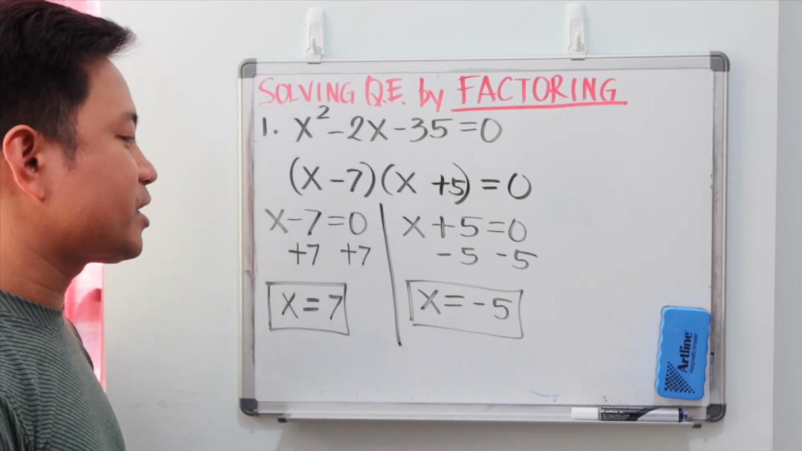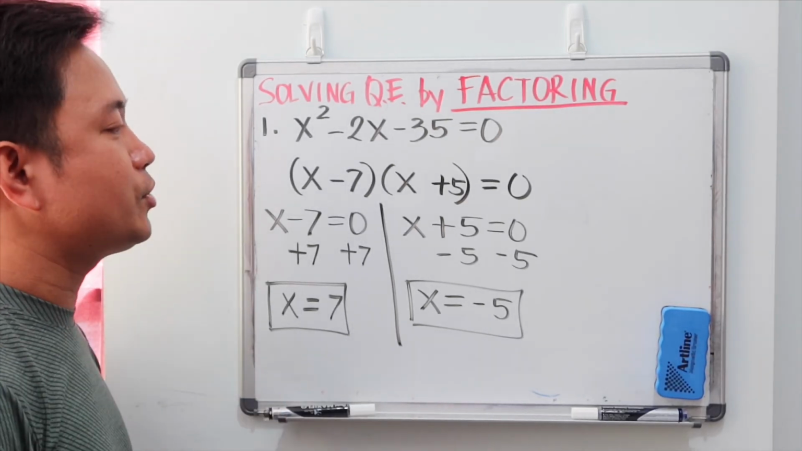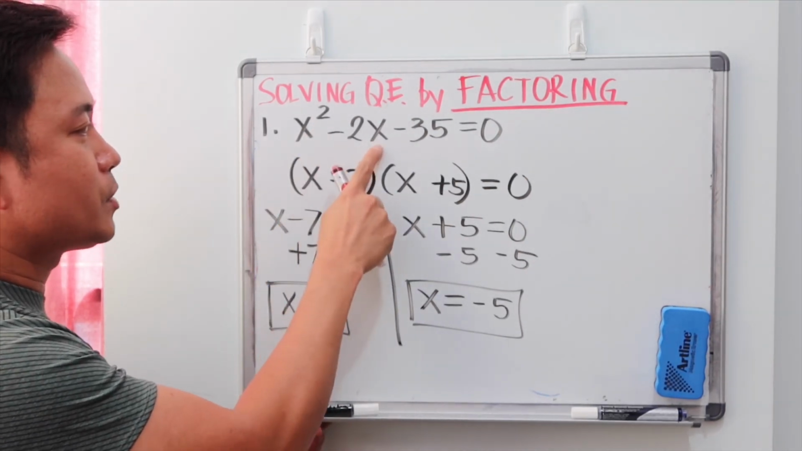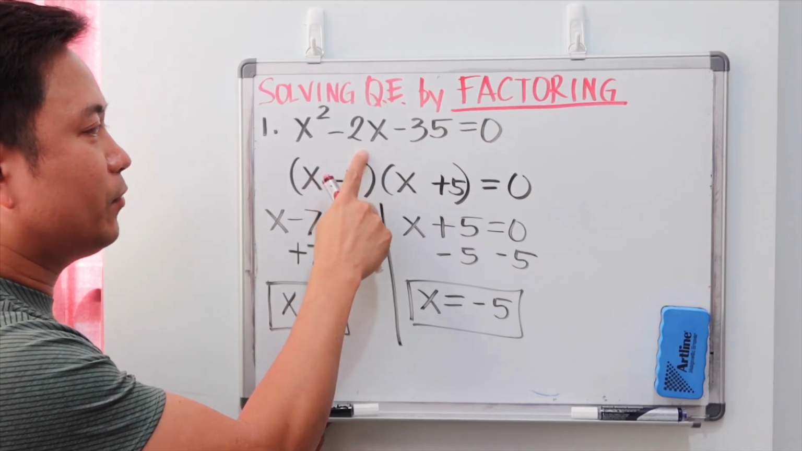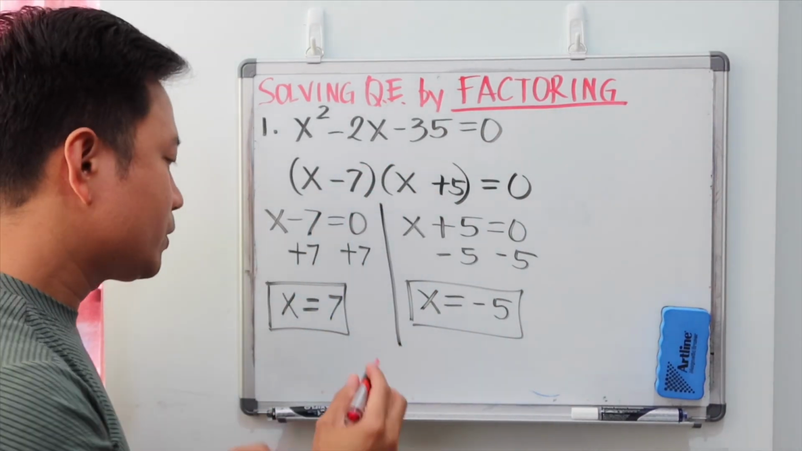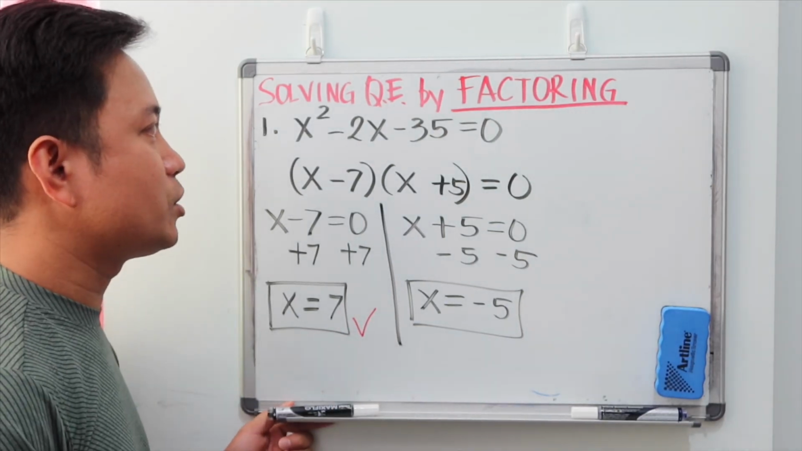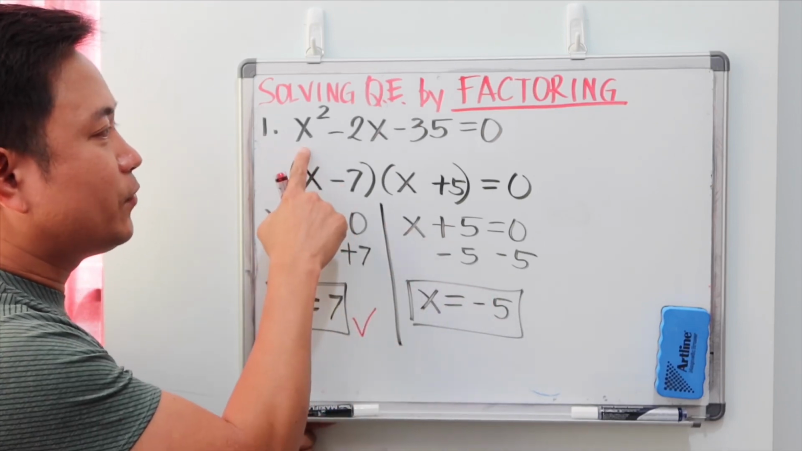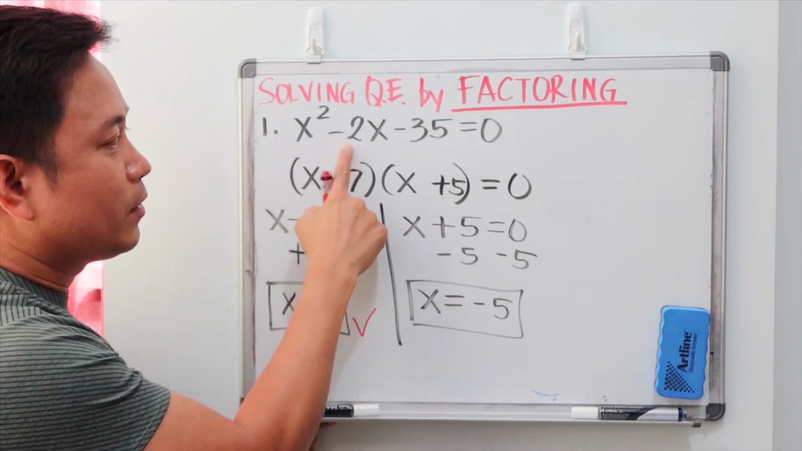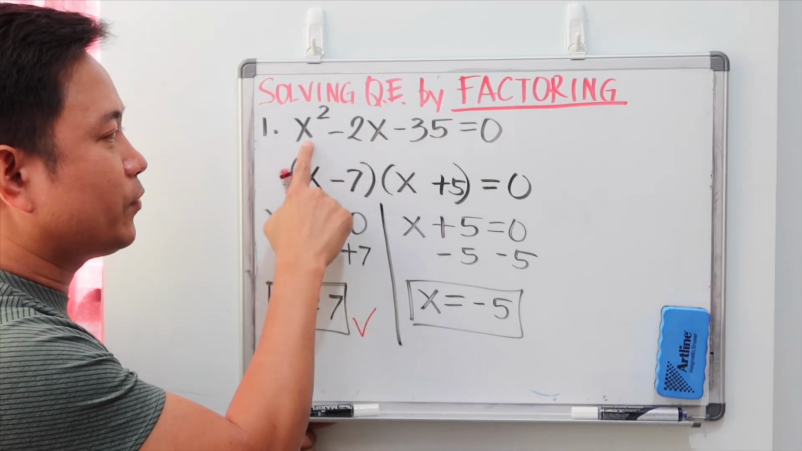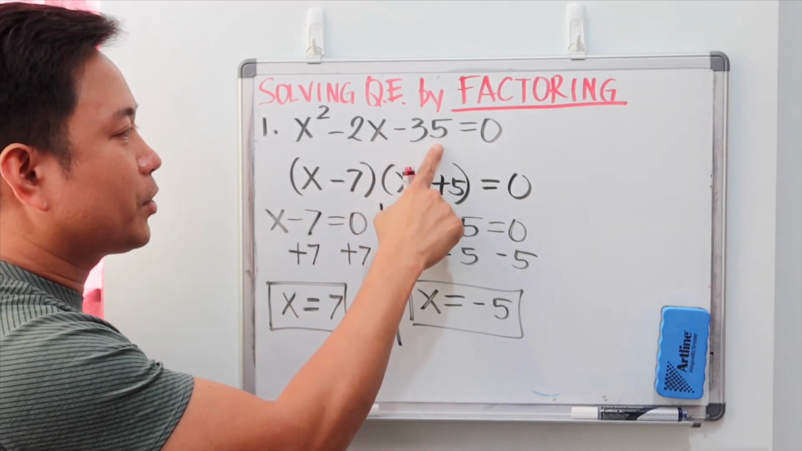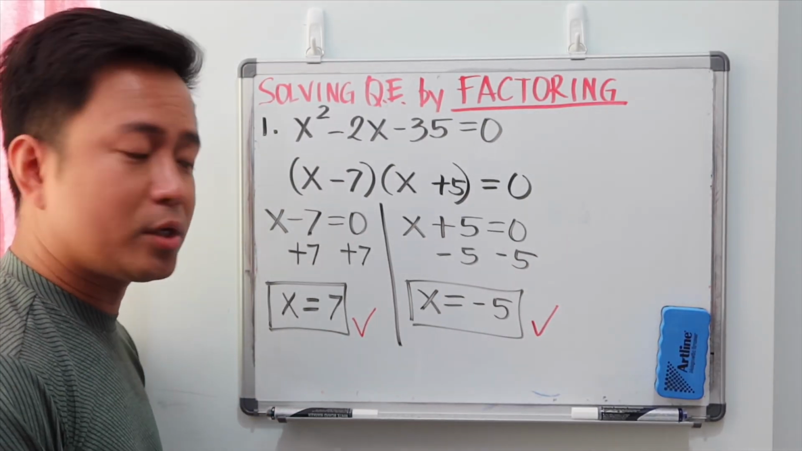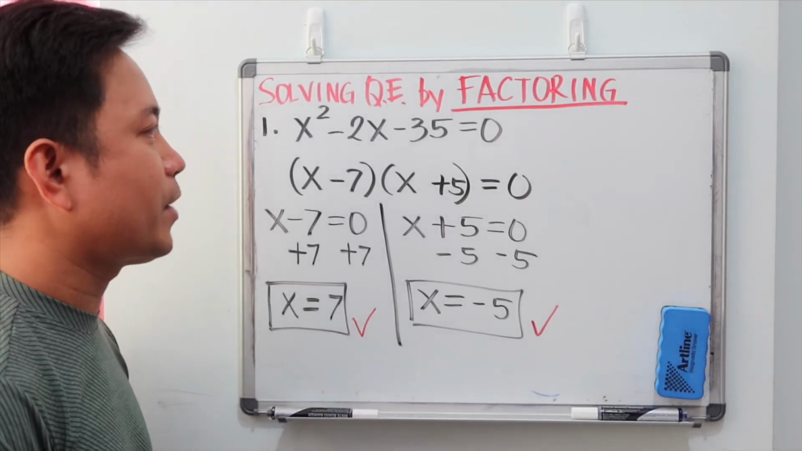Now let us check whether 7 and negative 5 will really make the equation true. 7 squared is 49. 49 minus 14 is 35. Take away 35 is 0. So indeed, 7 is a solution to this quadratic equation. If we substitute negative 5, squared is 25. This becomes positive 10, so 25 plus 10 is 35. Take away 35, that's also equal to 0. So the roots of this quadratic equation are 7 and negative 5.